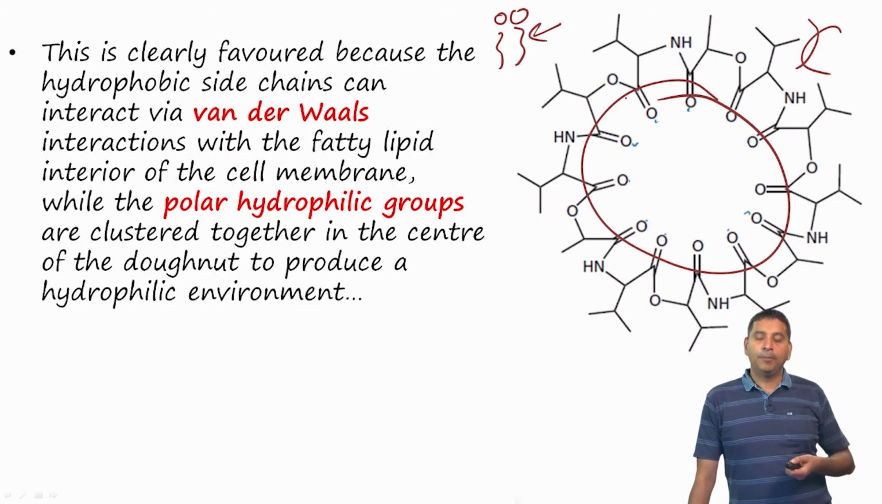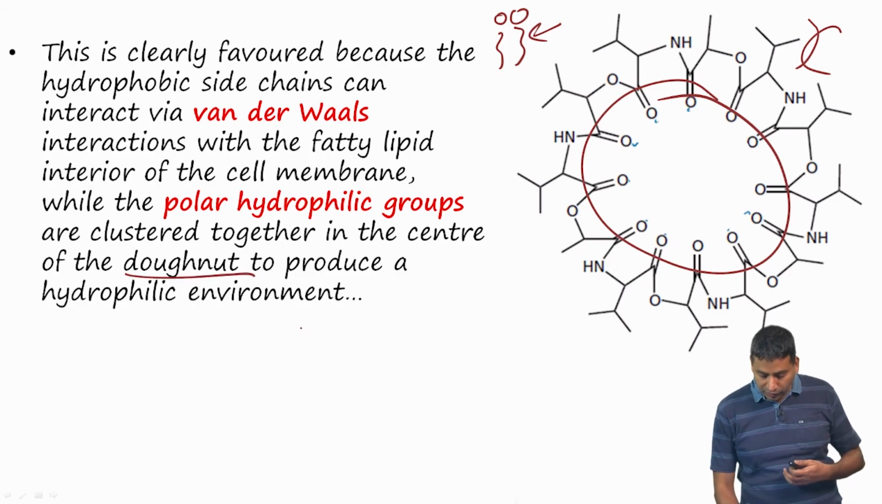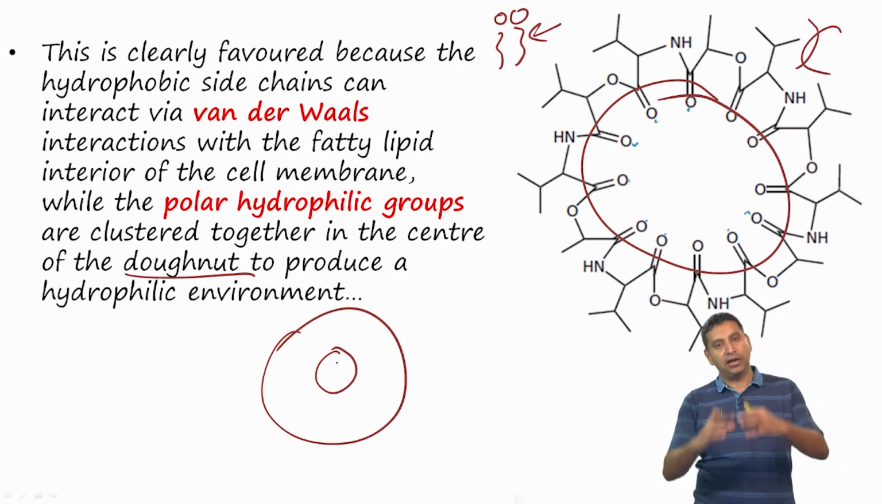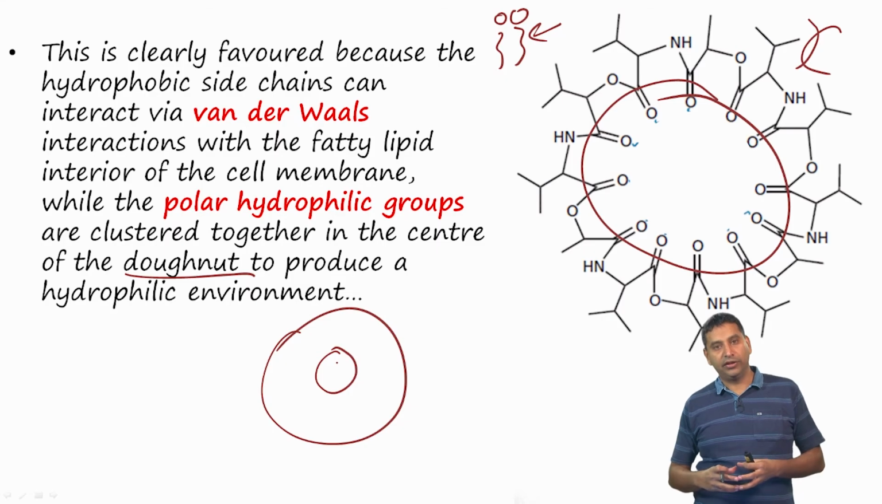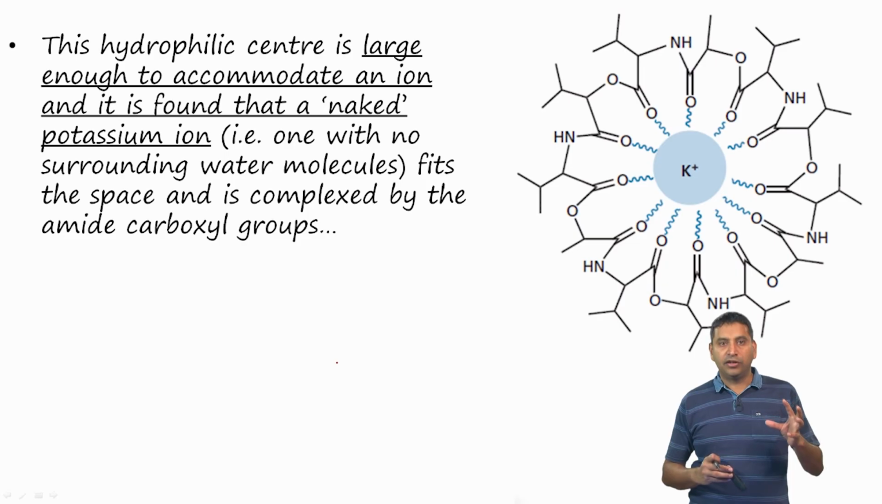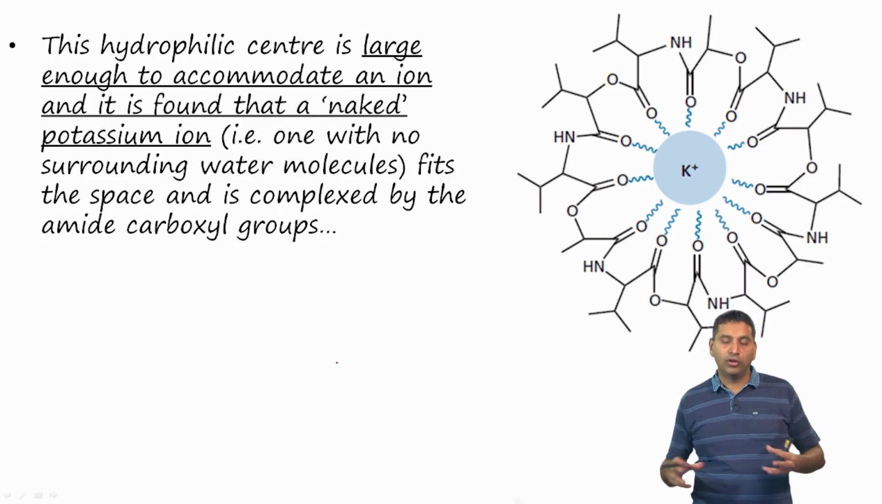And this resembles what is known as a donut. A donut is basically a food item which has a structure like this, where there is a hole in the center and it has a sweet exterior. So, the hydrophilic center is large enough to accommodate an ion, and it is found that a naked potassium ion can actually pass through this. What I mean by naked potassium ion is that it does not have water molecules around it.